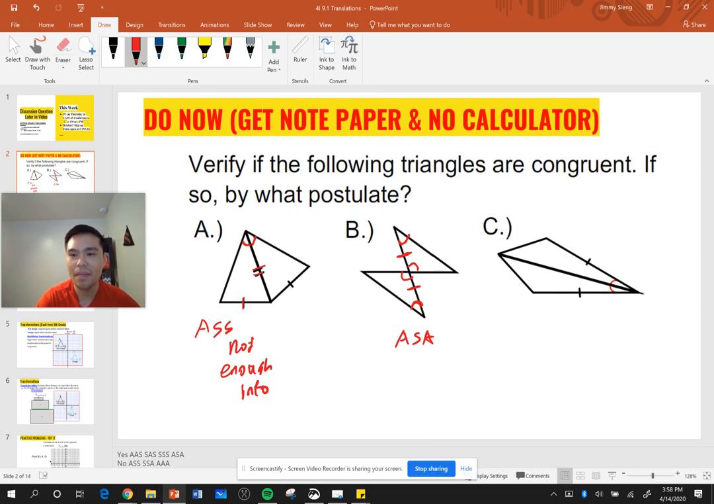Looking at C, let's do that again. I have here a side, an angle, and because I'm sharing the same side with those two triangles, we can derive that this has to be the same as well. Okay, so what I have here is a side, angle, side. Okay, hopefully you feel good about that, but let's get into this lesson.